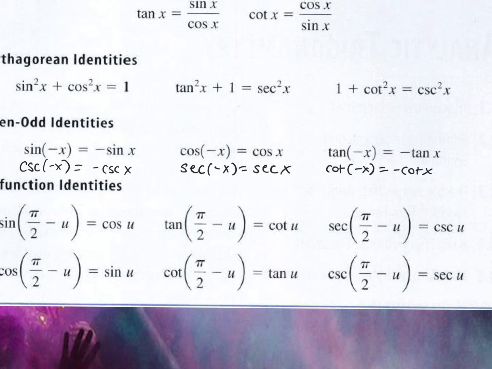So if I ask for the sine at, let's just say, pi over 4, and then I ask for the sine at negative pi over 4, the positive or negative sign is going to change. But if I ask for the cosine at pi over 4, and then the cosine of negative pi over 4, the sign does not change, it's the same.